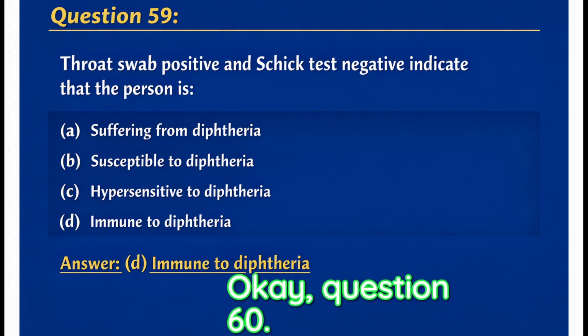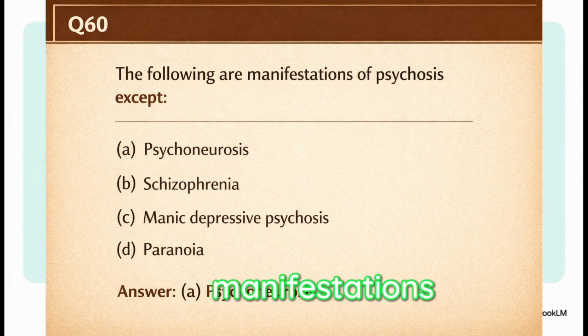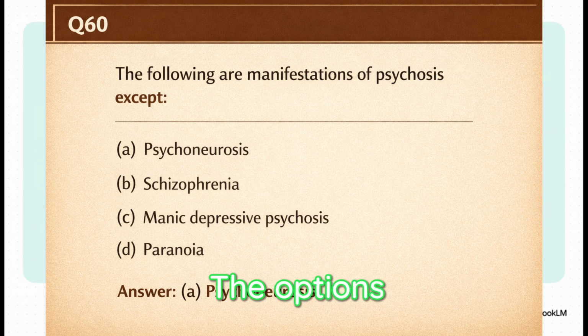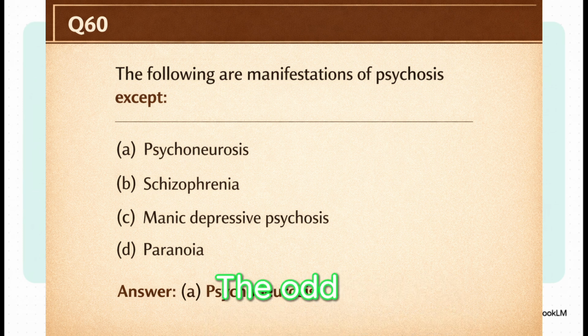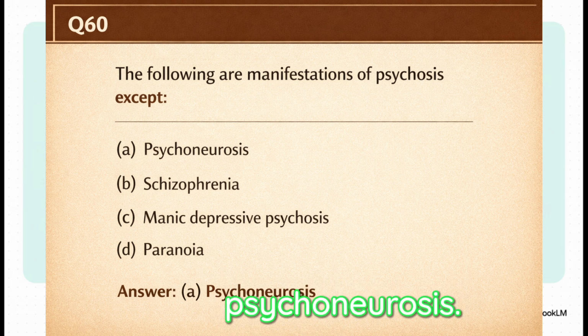Okay, question 60. It asks for the exception among manifestations of psychosis. The options are A, psychoneurosis, B, schizophrenia, C, manic depressive psychosis, and D, paranoia. The odd one out here is A, psychoneurosis.